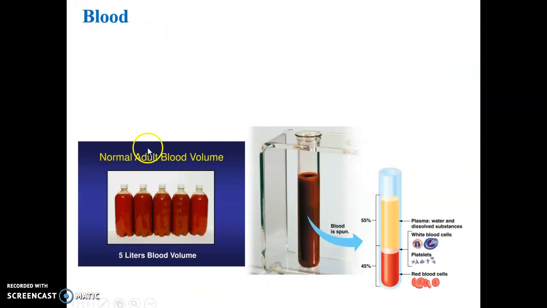Okay, let's focus on the blood now, this wonderful liquid. So the adult human has about 5 liters of blood. And by the way, if you don't remember, blood is a liquid or fluid connective tissue. We have about 5 liters of blood. Think of a liter bottle of soda or water. Average human has about 5 liters of blood. If you're a really big person, then it's more. If you're a small, petite person, it's going to be less, but 5 liters.